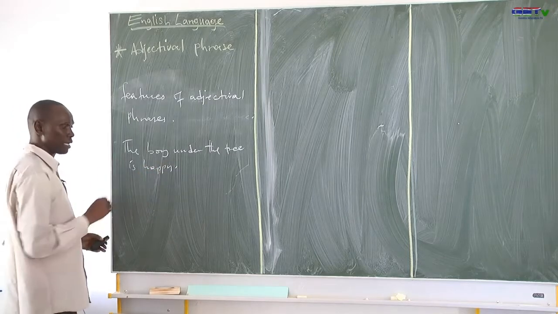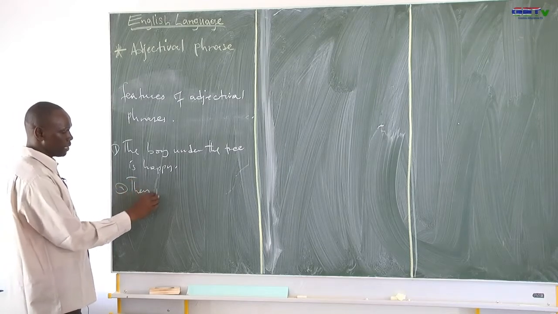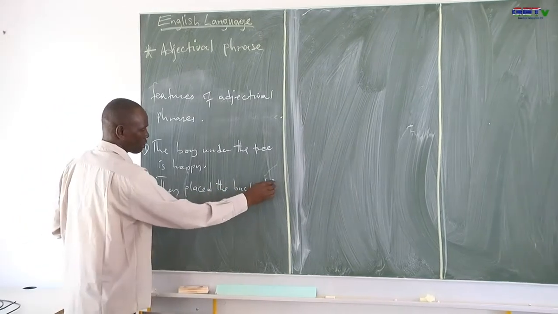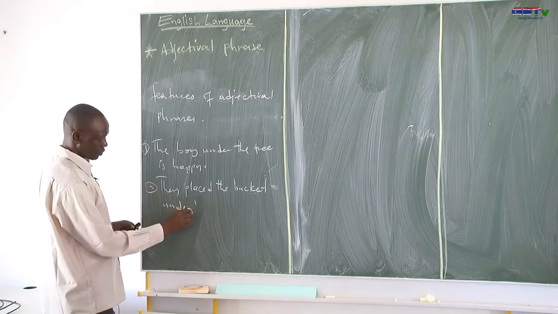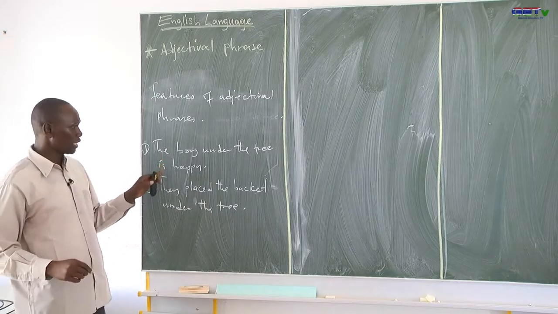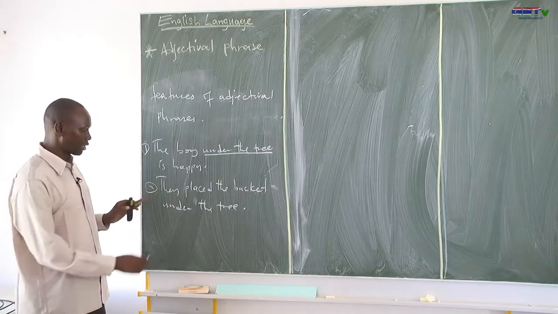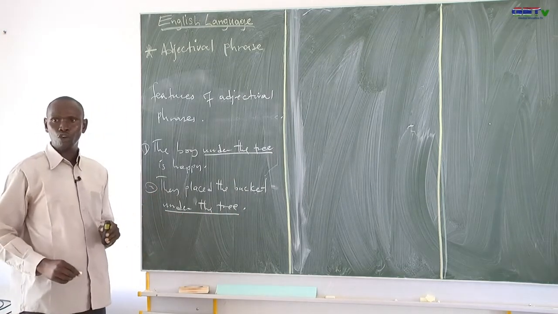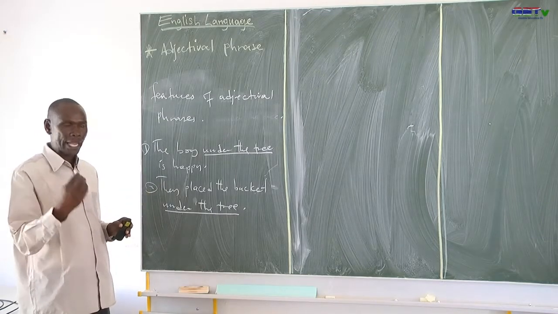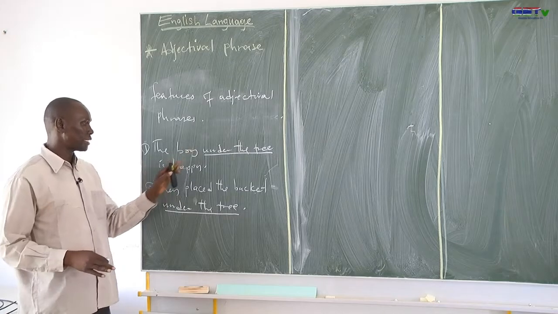Now, assuming we have this as example 1, and example 2, they placed the bucket under the tree. Now, when you look at these two examples, the boy under the tree is happy. If you underline "under the tree" here, and in "they placed the bucket under the tree" we underline this too, you come to realize that the underlined words are the same, but functionally the two are different.